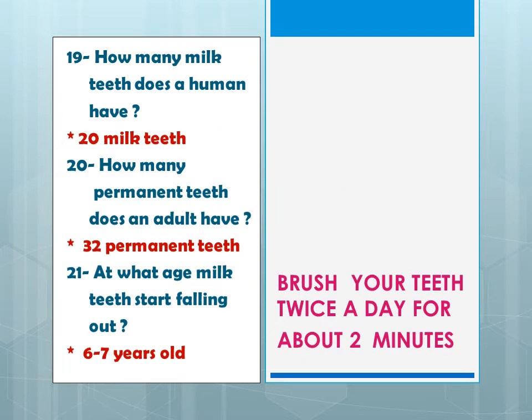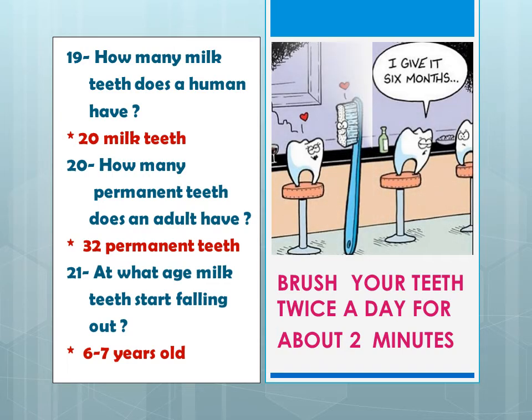How many milk teeth does a human have? 20 milk teeth. How many permanent teeth does an adult have? 32 permanent teeth. At what age do milk teeth start falling out? Around 6 to 7 years old.